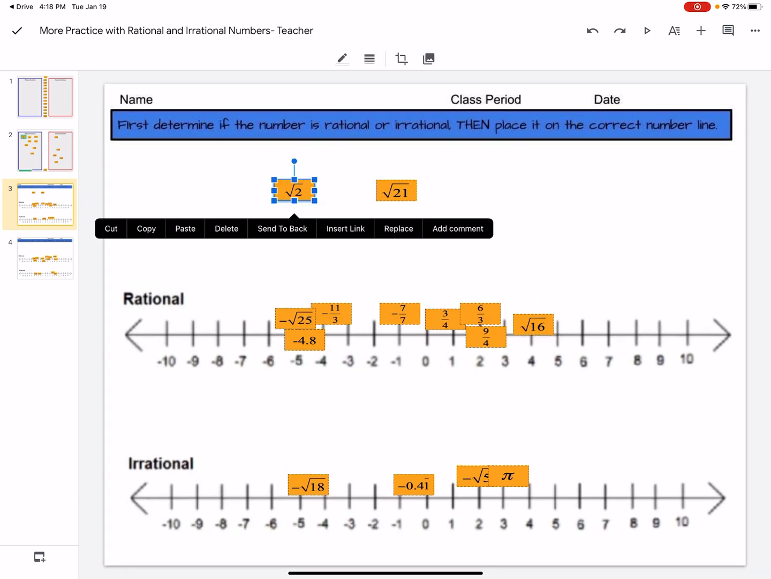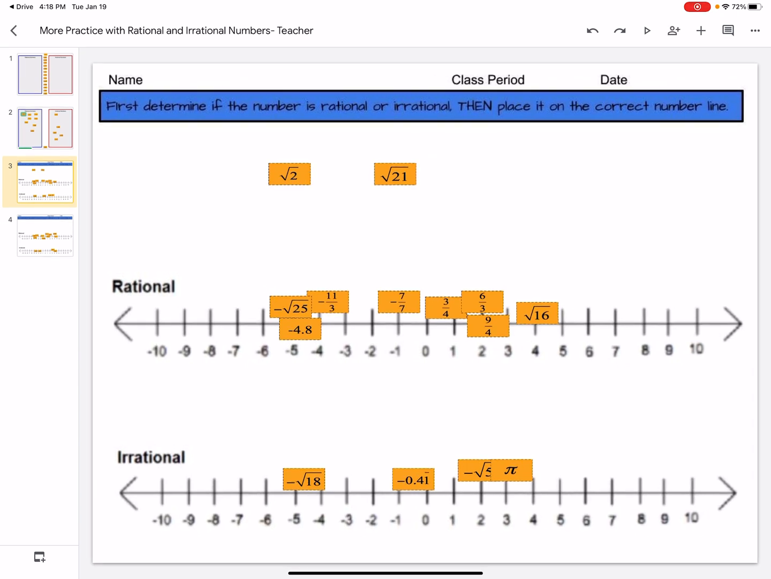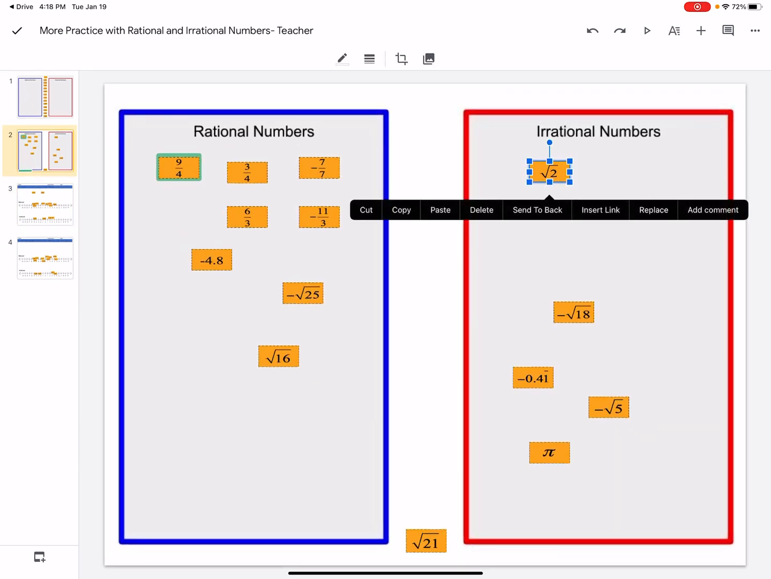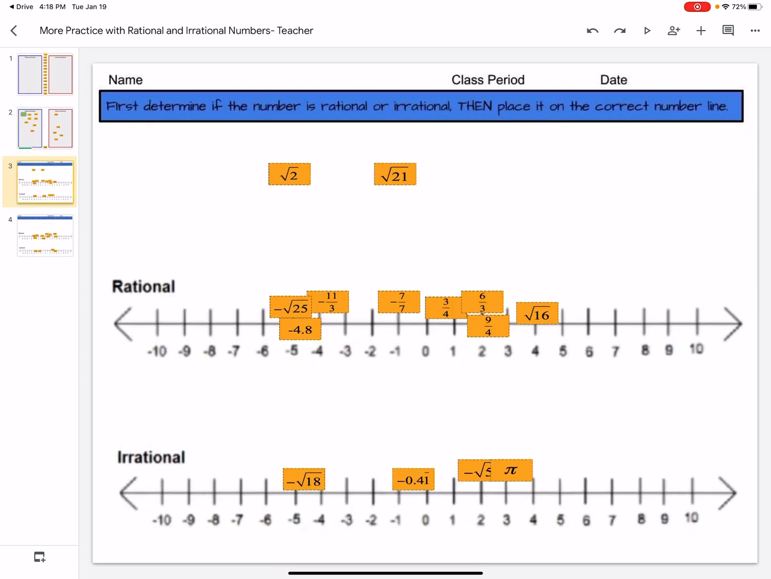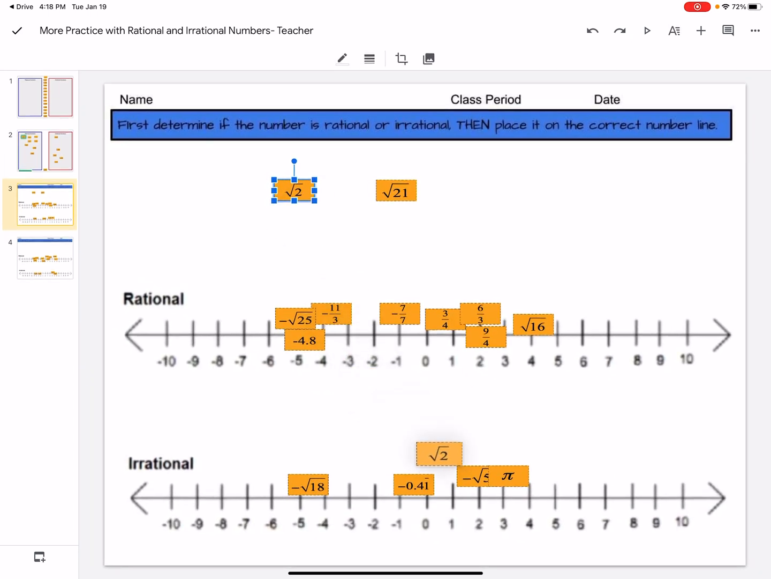Square root of 2 is somewhere between the square root of 1 and the square root of 4. So it's between 1 and 2, but it is irrational because it's not perfect. So I'm going to drag it down here a little bit between the 1 and the 2. I know they might look a little messy, but it's okay. We kind of get it.